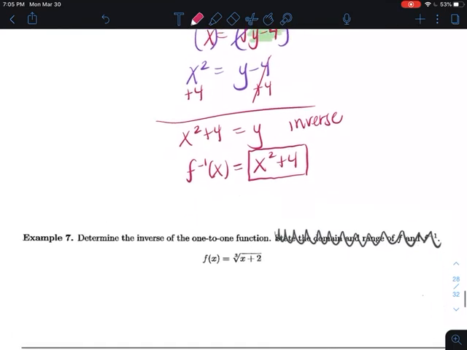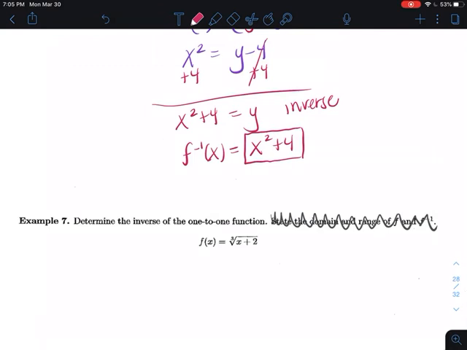Example 7 will be an example that I want you to pause and stop and try on your own. So this is a perfect time to stop and try this example, which is similar to the last one. All right, so let's see how you did.